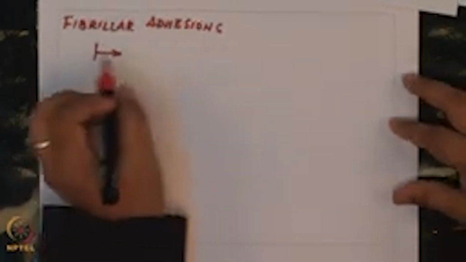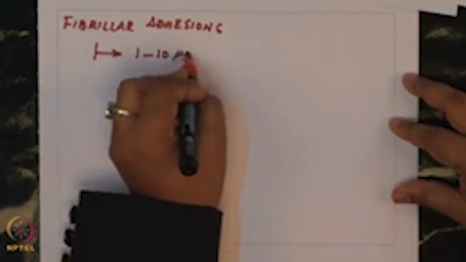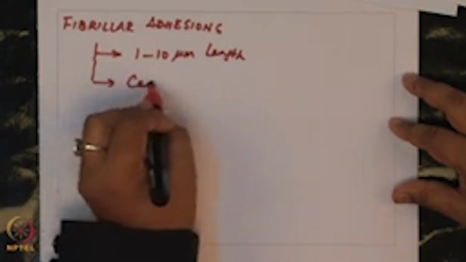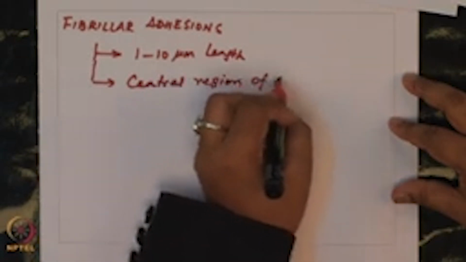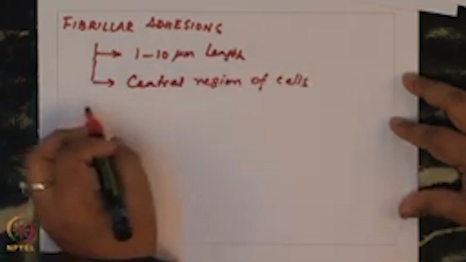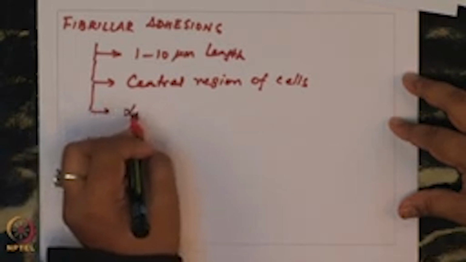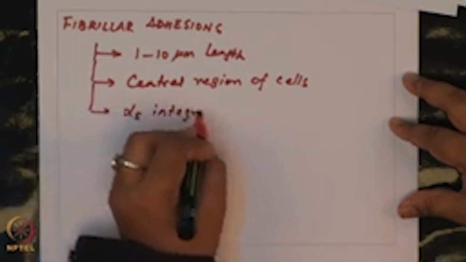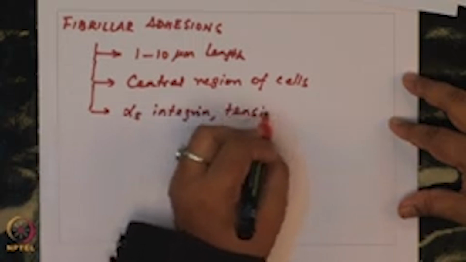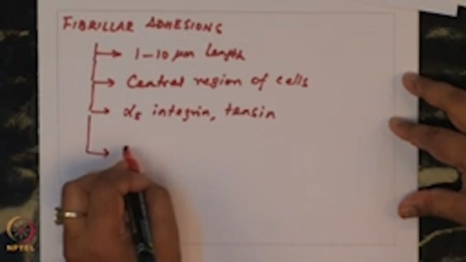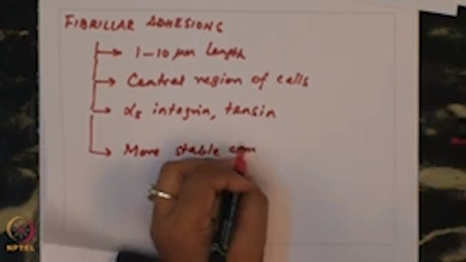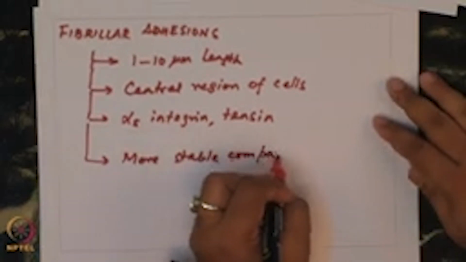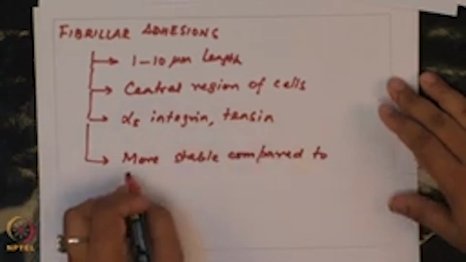On top of this, you might have fibrillar adhesions. These are 1 to 10 microns in length and they are present more centrally, in the central region of cells. They have alpha 5 integrin and this molecule tensin. These are also more stable compared to FAs.